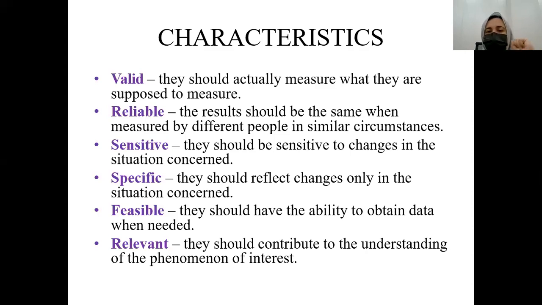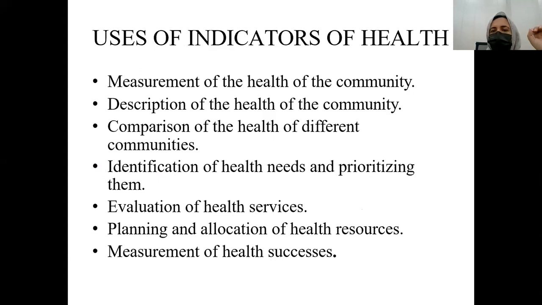Fine. Sensitive. Sensitive means that they should be sensitive to any changes, is one definition, and they should measure what they are supposed to measure, nothing else. Specific, feasible, relevant. These are the few characteristics of an indicator. Any indicator should fulfill these characteristics in order to be considered a good indicator. Okay. And why are these indicators used? Why do we need them?